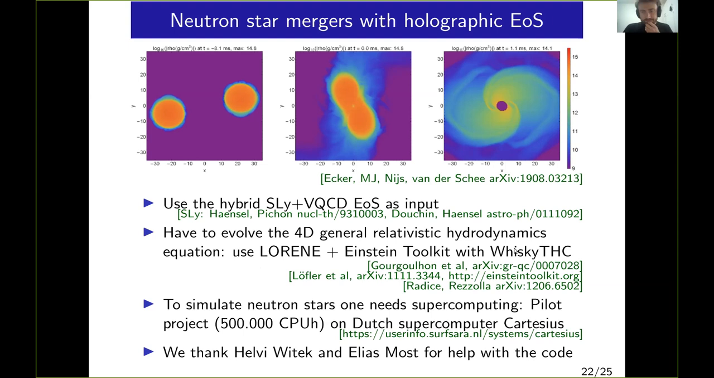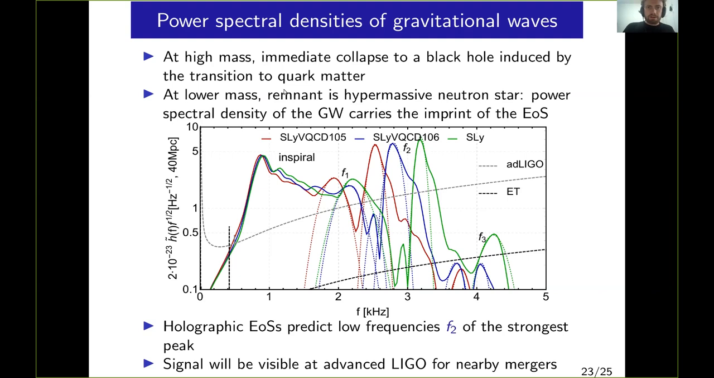I'm showing here some of the basic results for the power spectral densities. At high mass, the system immediately, as I showed in the movie, collapses into a black hole. And this collapse, as it turns out, is induced by a transition to Bohr matter. If you recall, there was a very strong first order phase transition. Whenever you reach the phase transition inside the system, it immediately collapses to a black hole. So this doesn't give a very interesting gravitational wave signal.